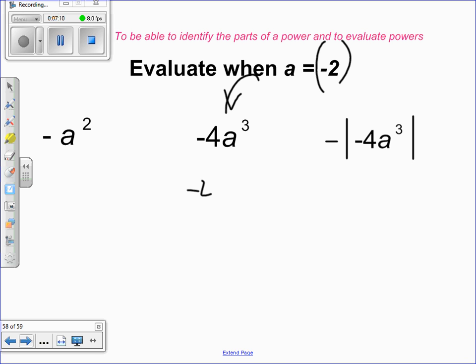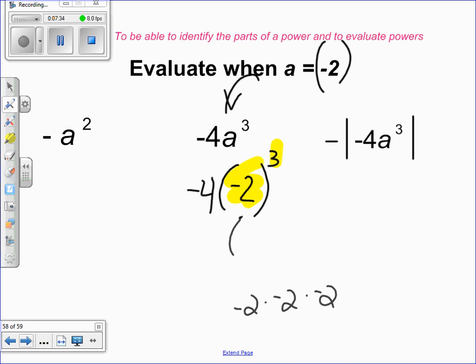So let's start with this one. All right, we have negative 4 times a, which is the same as negative 2, to the third power. You should always evaluate exponents before you multiply or divide. So I'm going to grab my highlighter. Here's my exponent, and whoa, there's a group in front of it, so it goes to everything in the group. Negative 2 to the third power, negative 2 times negative 2 times negative 2 is negative 8. All right, so this part is all taken care of. We know that that's the same as negative 8. Now we just have to take negative 4 times negative 8 and get positive 32.